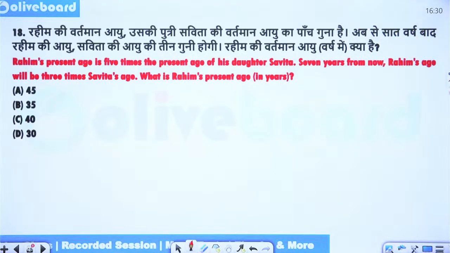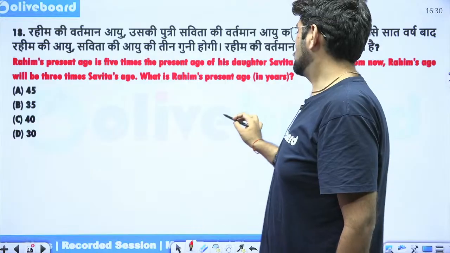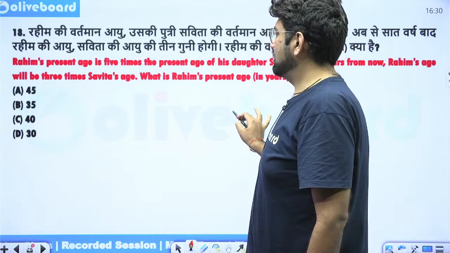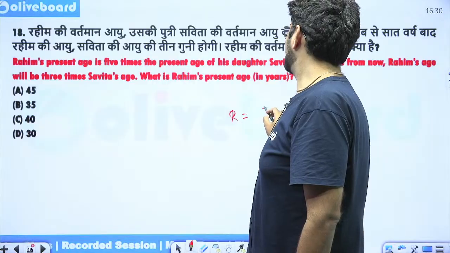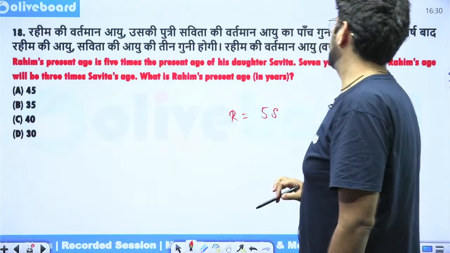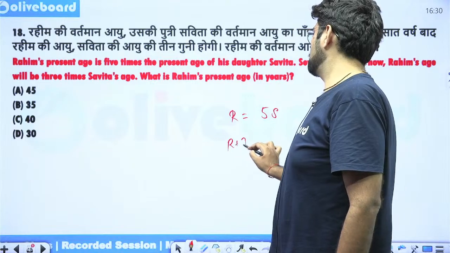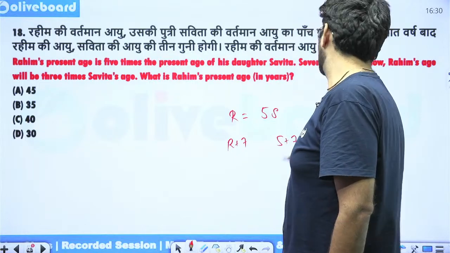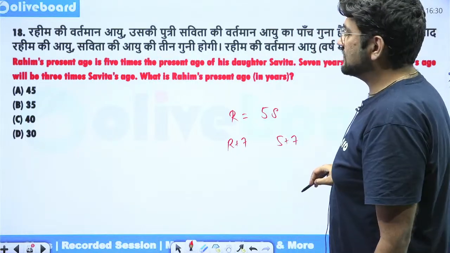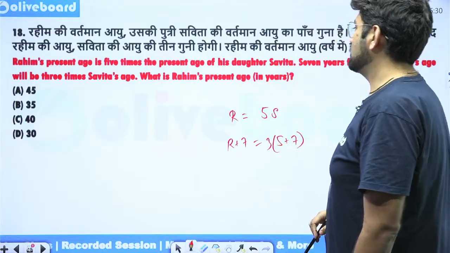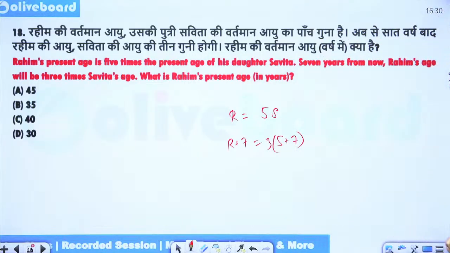Rahim's present age is 5 times the present age of his daughter Savita. So if Savita is S, I can say Rahim is 5 times the age of Savita. 7 years from now, that's Rahim plus 7, Savita plus 7. Rahim's age will be 3 times Savita's age. What is Rahim's present age? It's R. So we need to find the value of R.